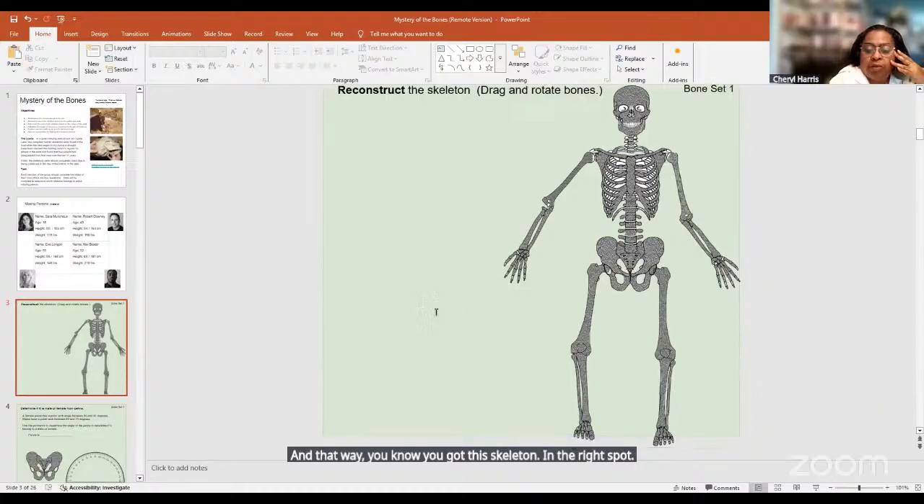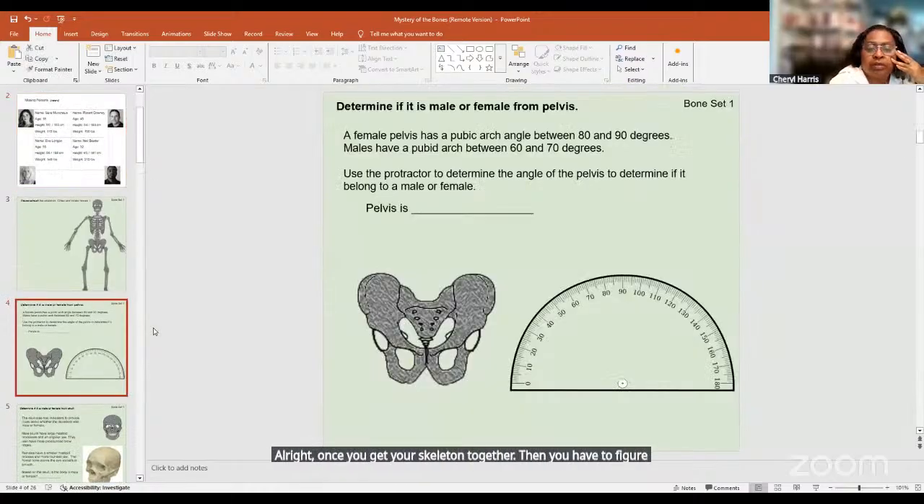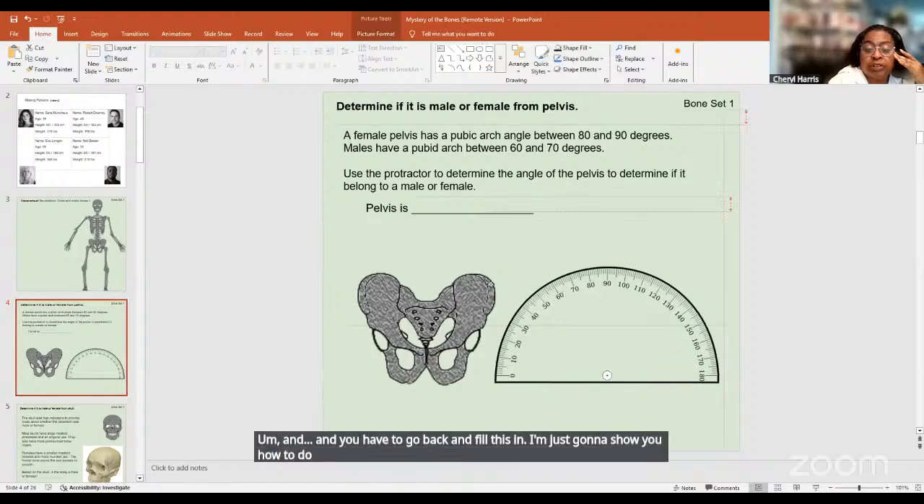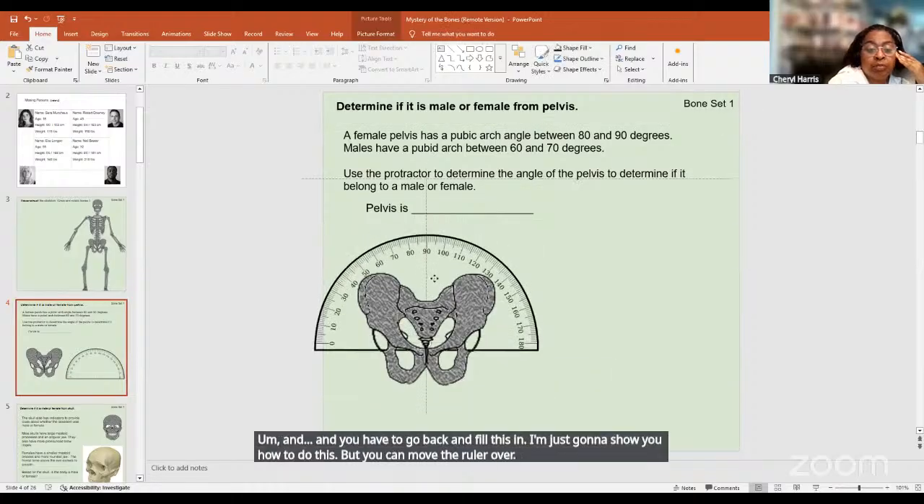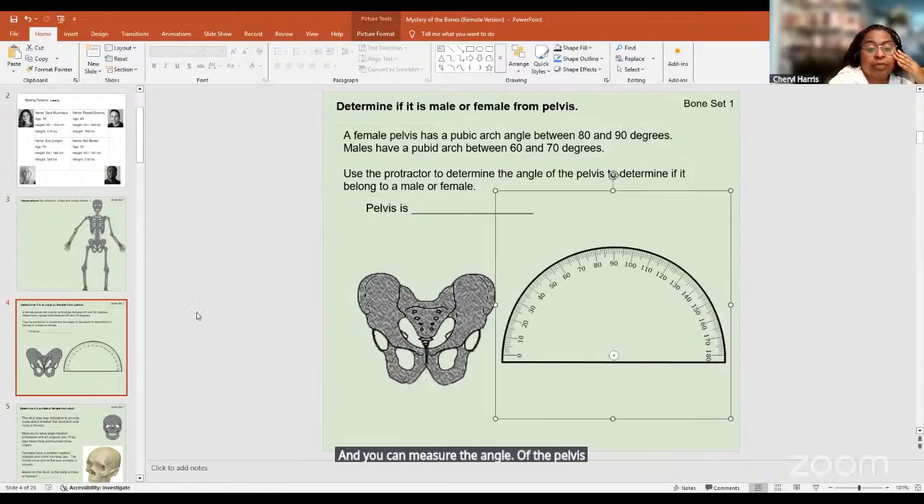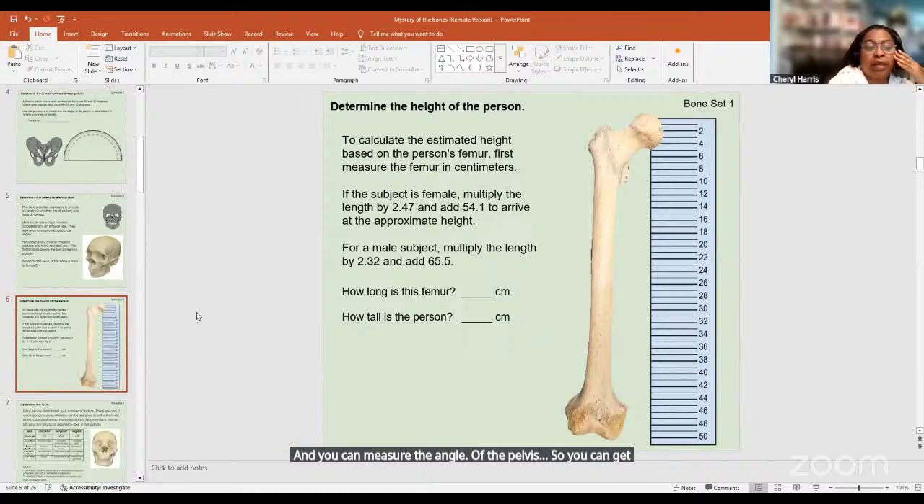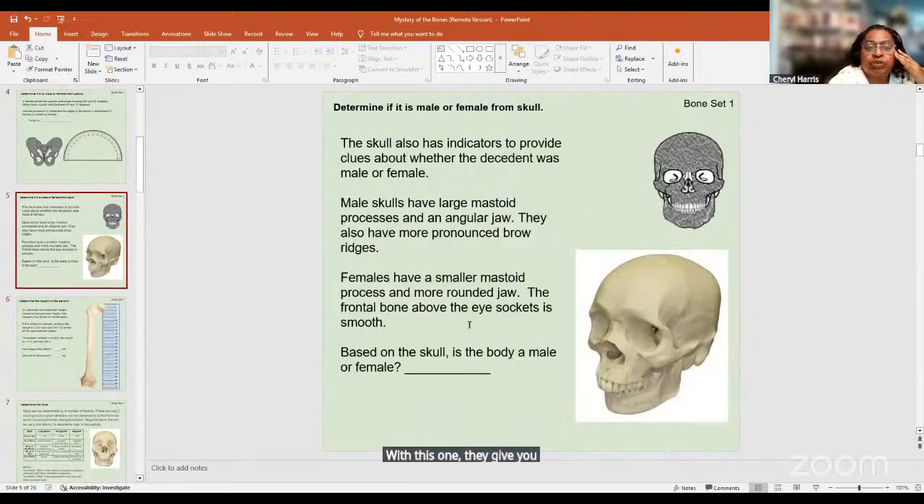All right, once you get your skeleton together, then you have to go back and fill this in. I'm just going to show you how to do this. But you can move the ruler over and you can measure the angle of the pelvis. So you can get the answer for that. With this one, they give you the description.